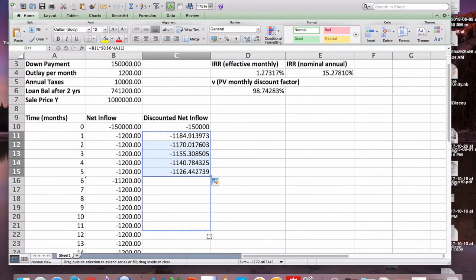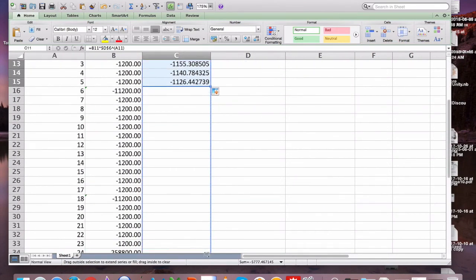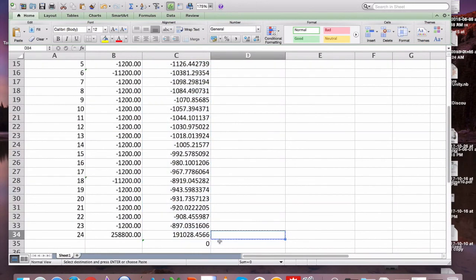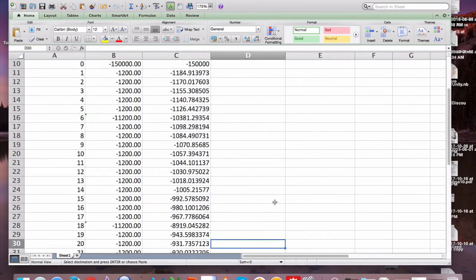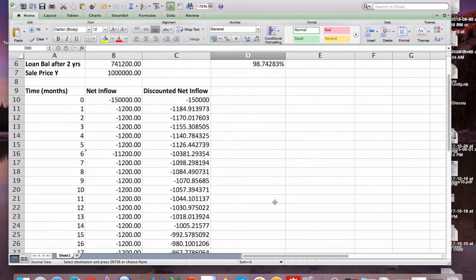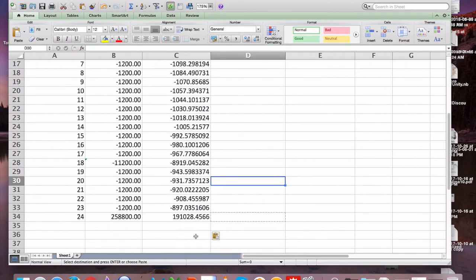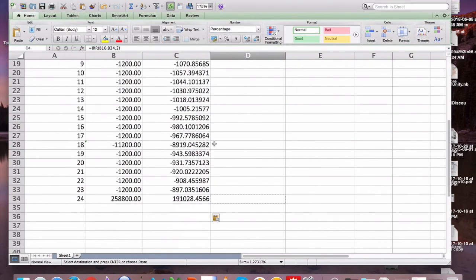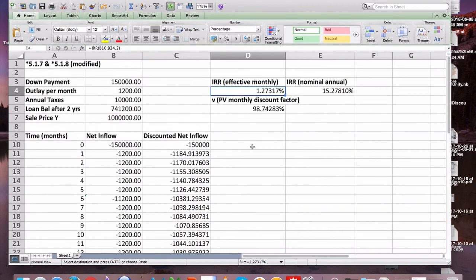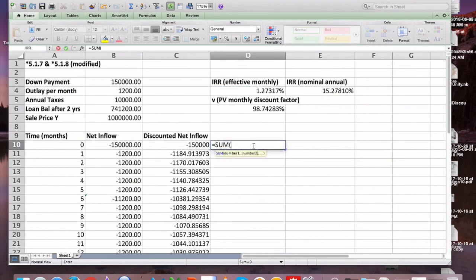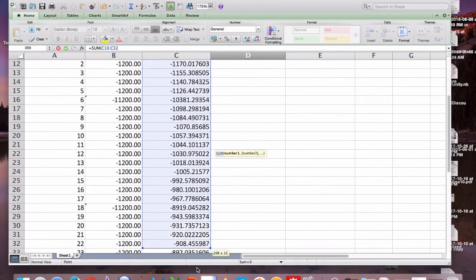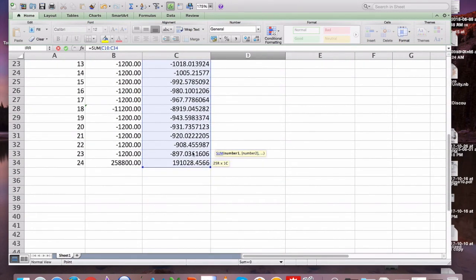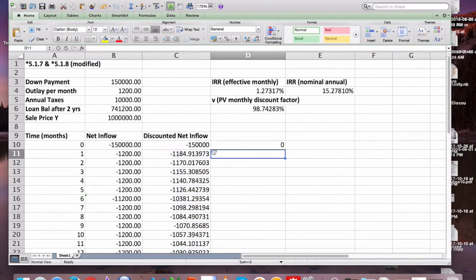And I can discount all these things here, including the positive quantity at the end. And so those are all the discounted numbers. And the interesting thing here is if I add up all these discounted numbers corresponding to the IRR, I should get 0. So let's see if I do that. Equals SUM, add up all the numbers, cell C10 through C34. This should give me 0. Okay? That's because that's the definition of the IRR, the yield rate.